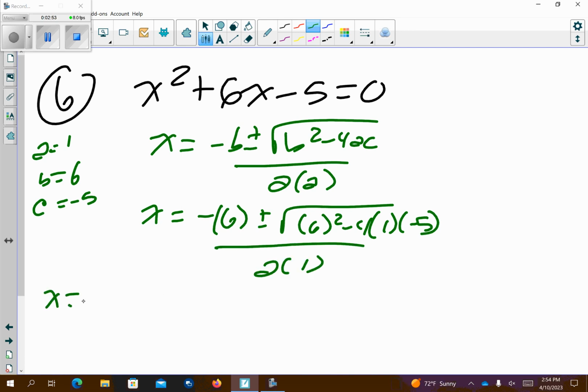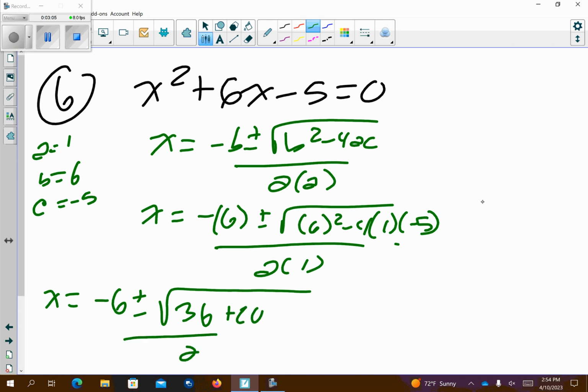So that's x is equal to negative 6 plus or minus 6 times 6 is 36. Negative 4 times 1 is negative 4. Negative 4 times negative 5 is positive 20, over 2. Hey, didn't we just break down 56? 56 was 4 times 14, wasn't it?